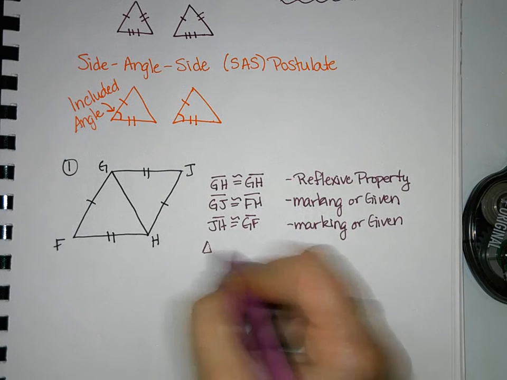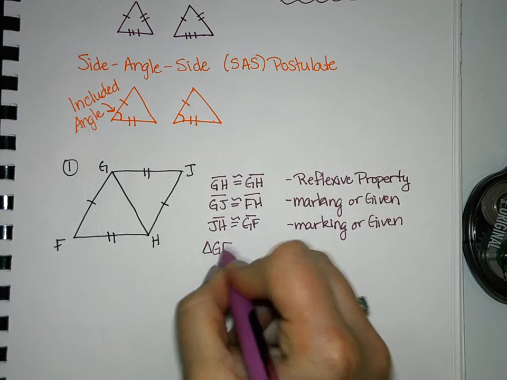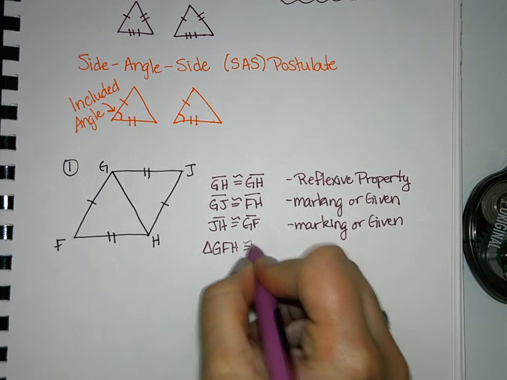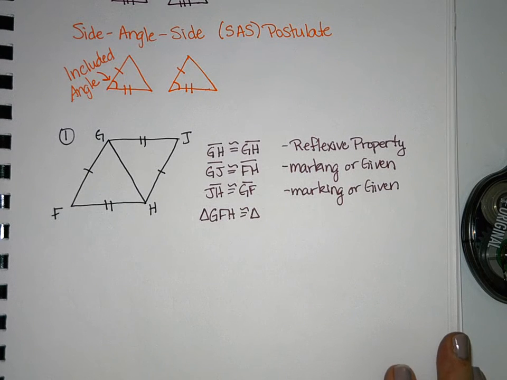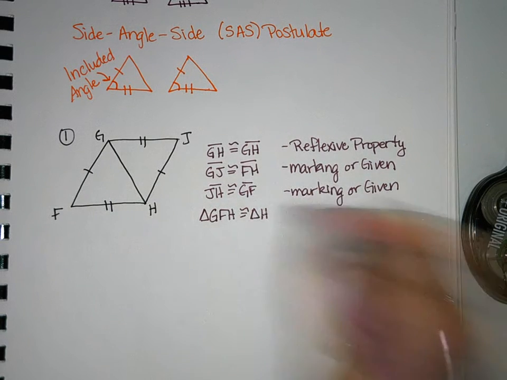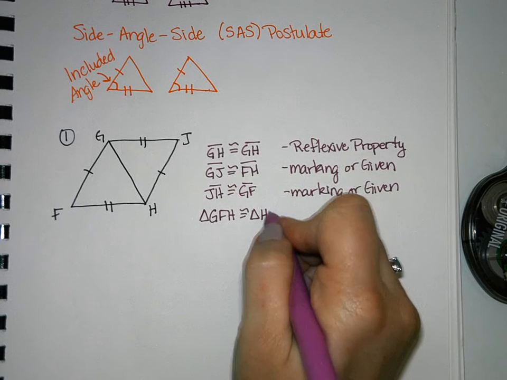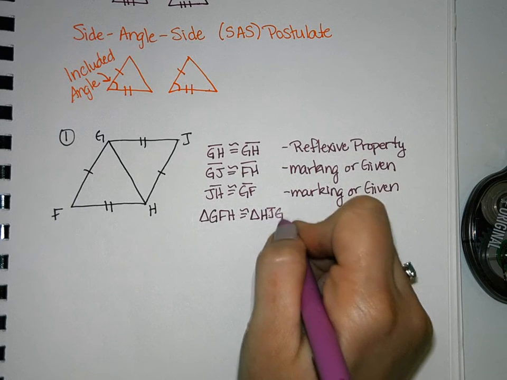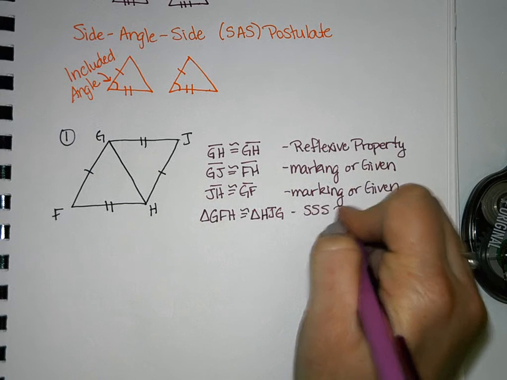So then we can say that triangle GFH is congruent to triangle. Now what would the other triangle, what order do we have to put the letters? H. So G goes with H. What does F go with? J. J. And then G at the end. And that would be because of the side, side, side postulate.